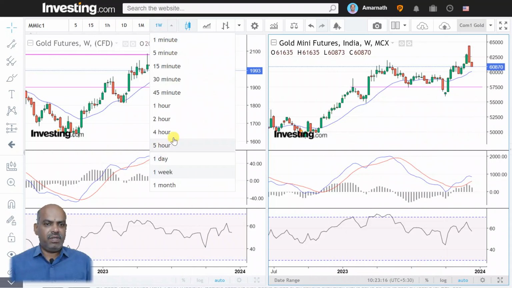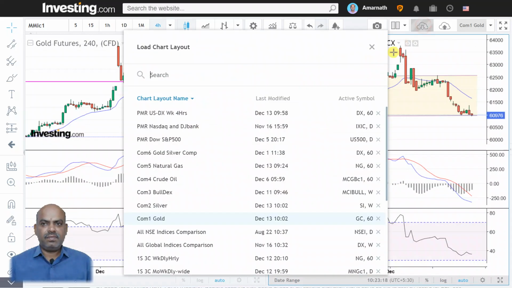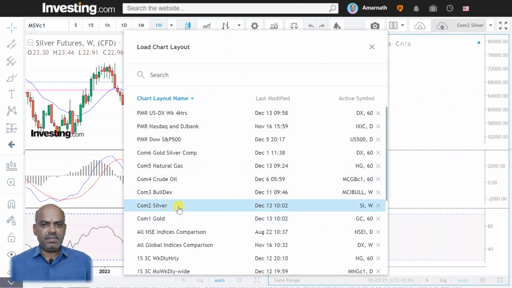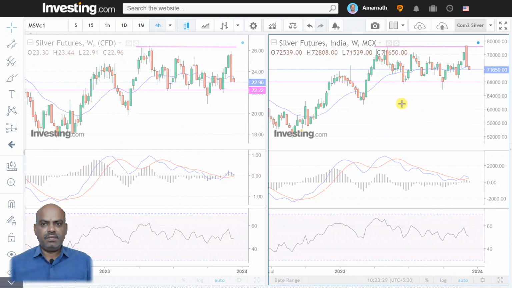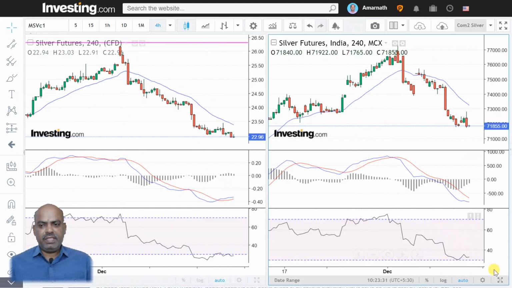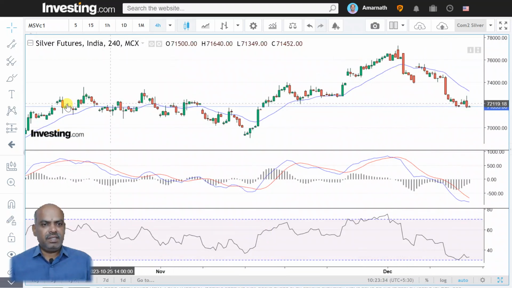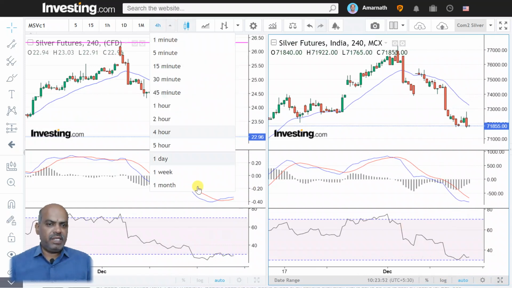Now we will see silver. First we will see the 4 hour chart. This zone is the most traded. It is exactly at 72. So 72 is the important zone. It has to break decisively. If you see the weekly chart, the downside possibilities are there.